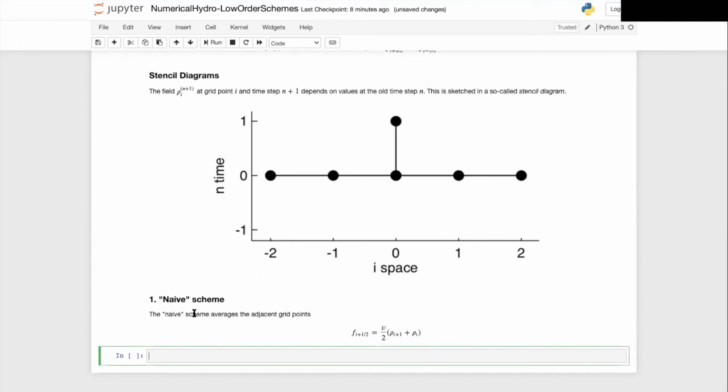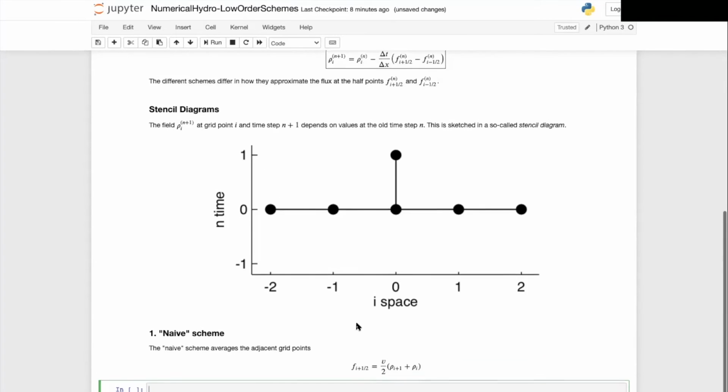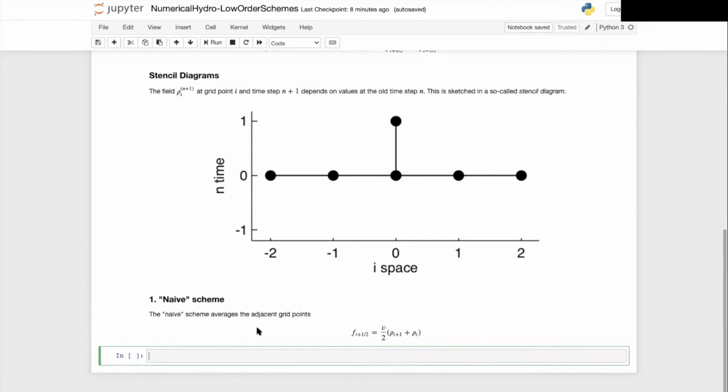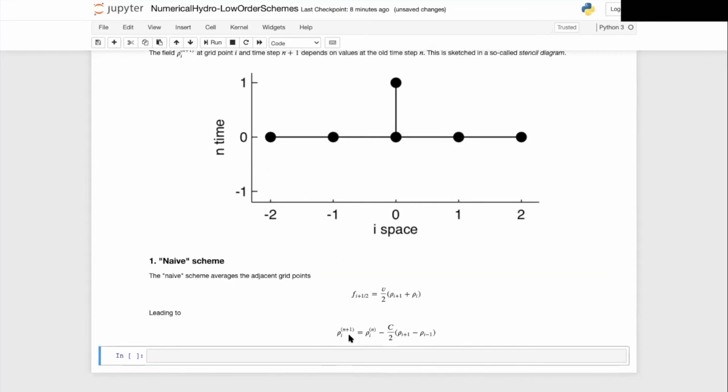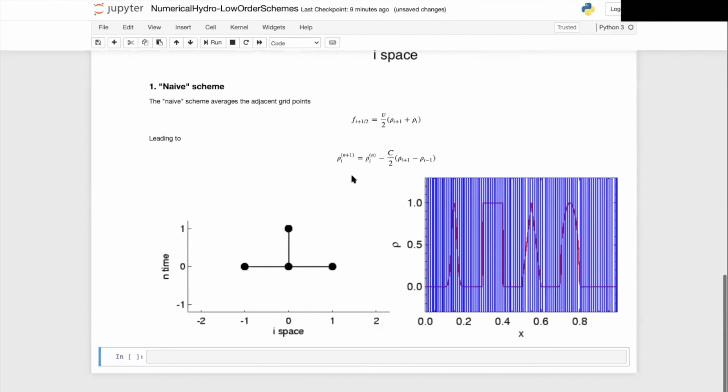Let's consider first then the naive scheme. The naive scheme defines the flux by averaging the adjacent grid points. You want to find the flux at the point i plus half. It takes the density at the point i and the density at the point i plus 1. So this leads to this recurrence relation.